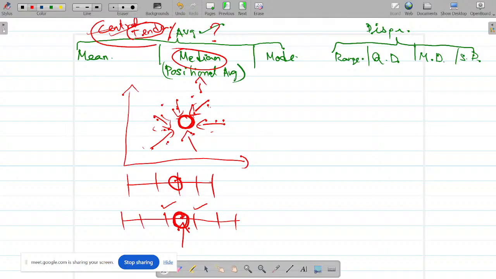So, central tendency is a common word which can represent mean, it can represent median, it can represent mode also.